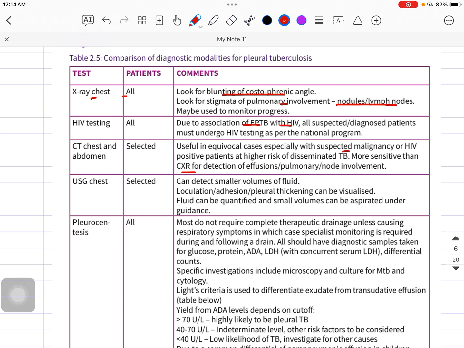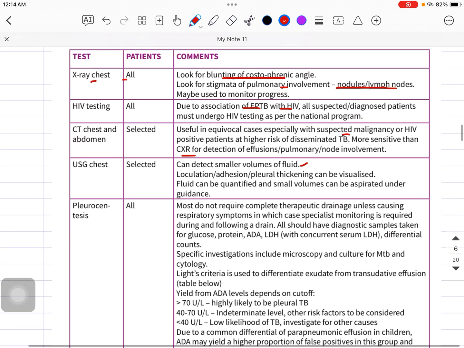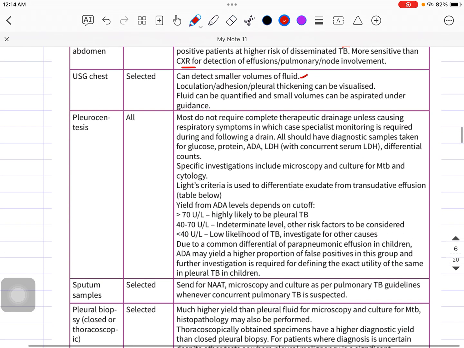Then about the USG chest, it is also again selected, it can detect the smaller amount of fluid basically, right, and loculation or adhesion, fluid thickening can be visualized better in the USG chest. So septations and loculations are better visualized in the USG chest as compared to X-ray or the CT scan. That is the major benefit of using the USG chest.